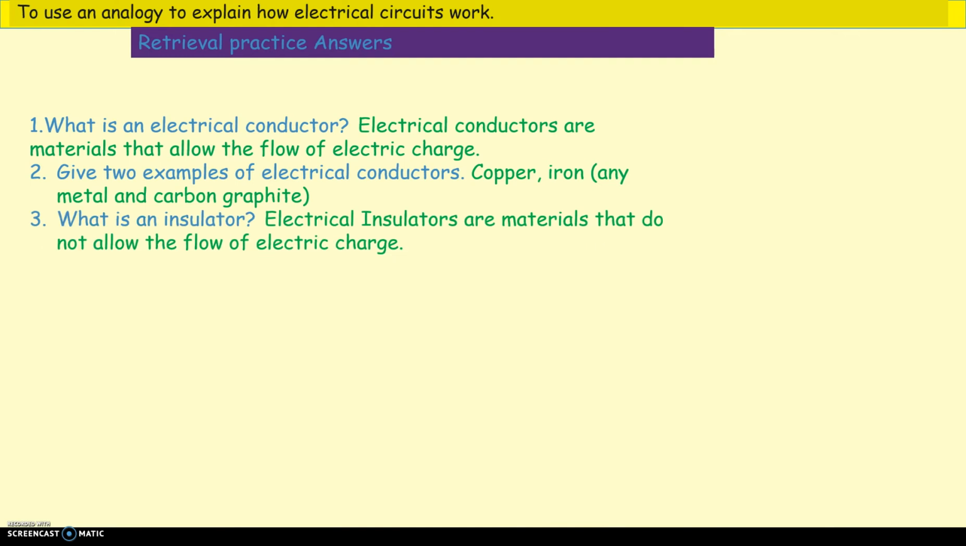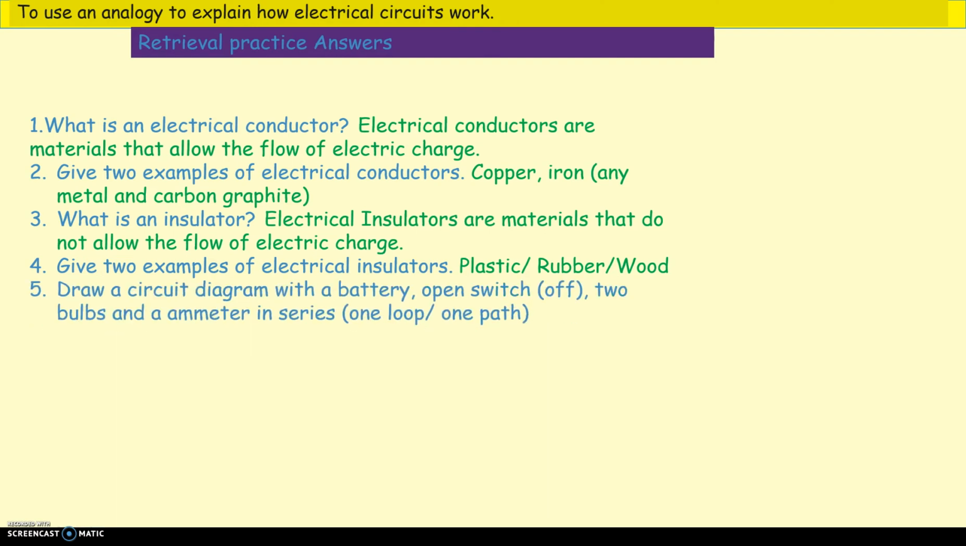What is an insulator? Electrical insulators are materials that do not allow the flow of electric charge. Give two examples of electrical insulators. Plastic, rubber, or wood would be examples of electrical insulators.